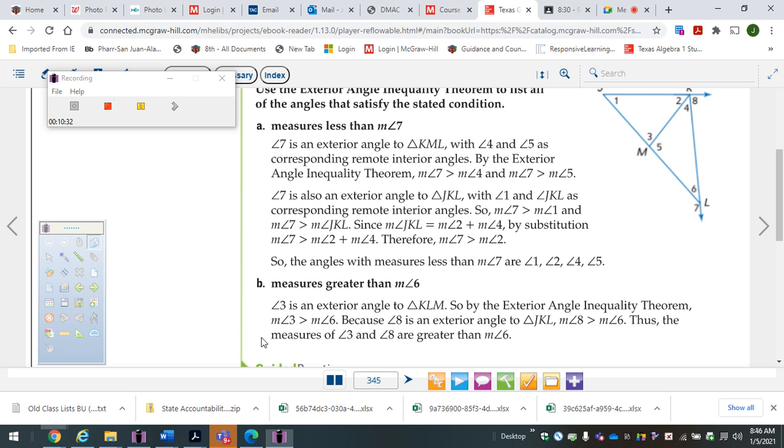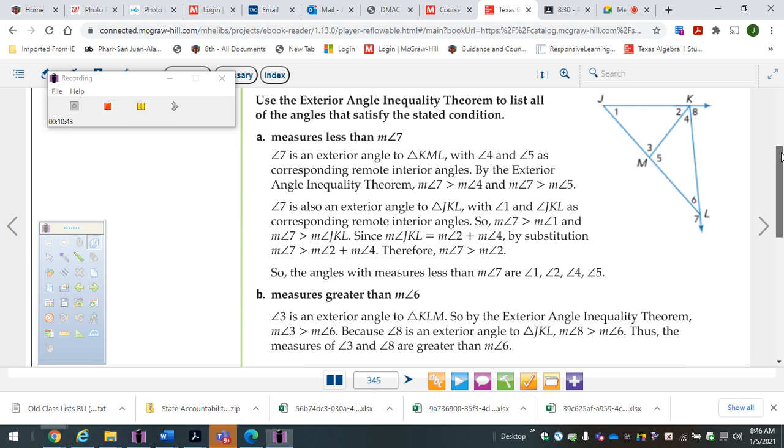Okay, so right here, if you look at this one, angle 3 is an exterior angle to KLM. Let me move this up. So angle 3 is an exterior angle to KLM. So by the exterior angle inequality theorem, the measure of angle 3 is greater than the measure of angle 6. Does that make sense?